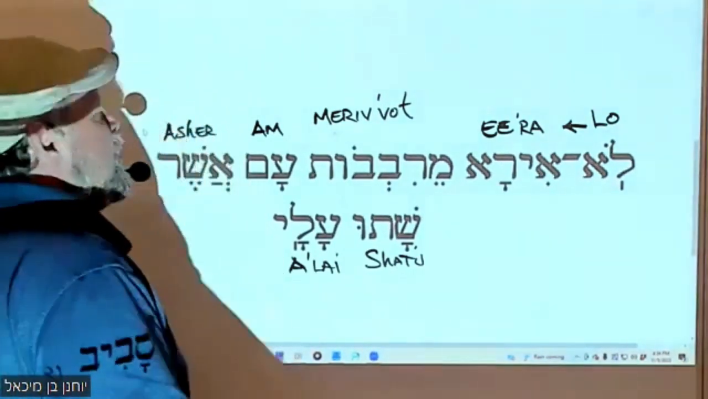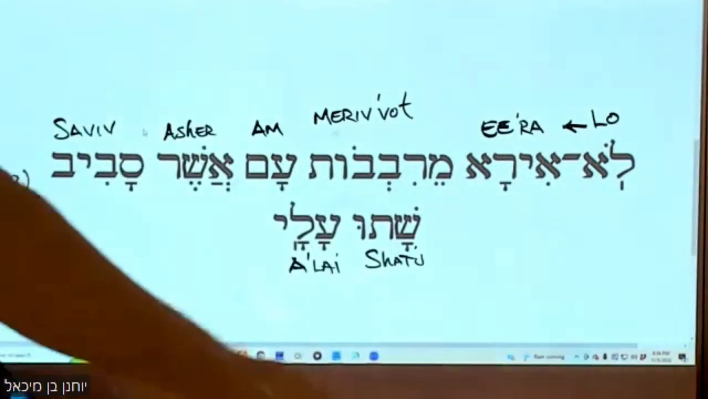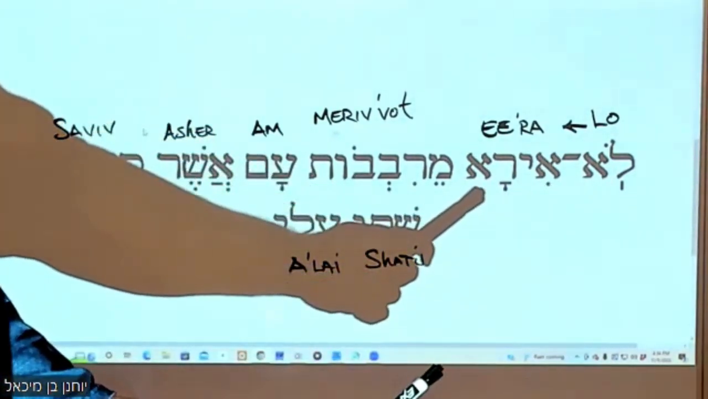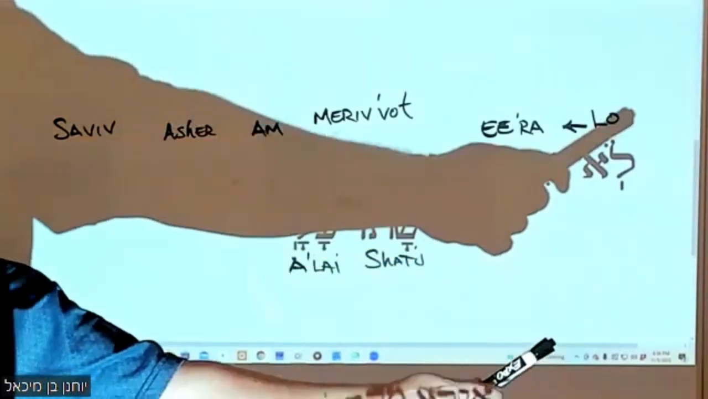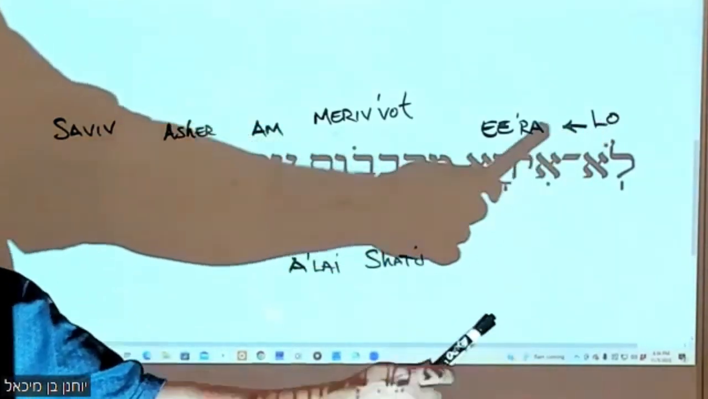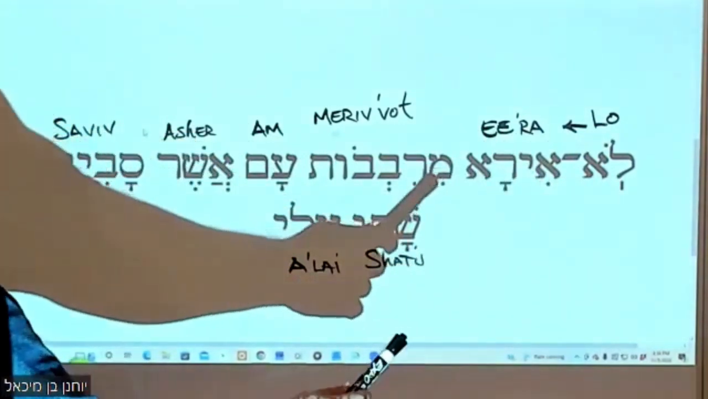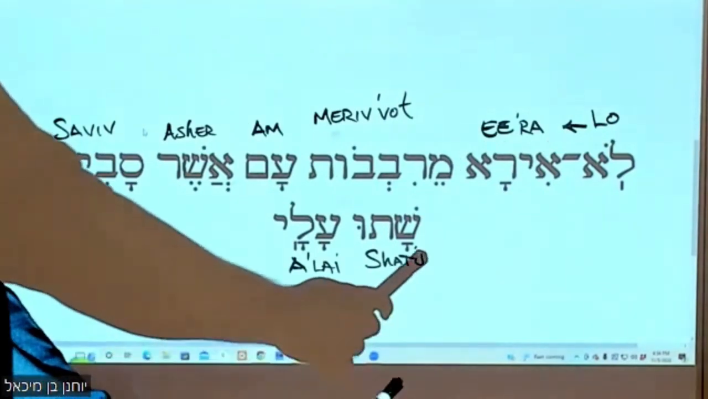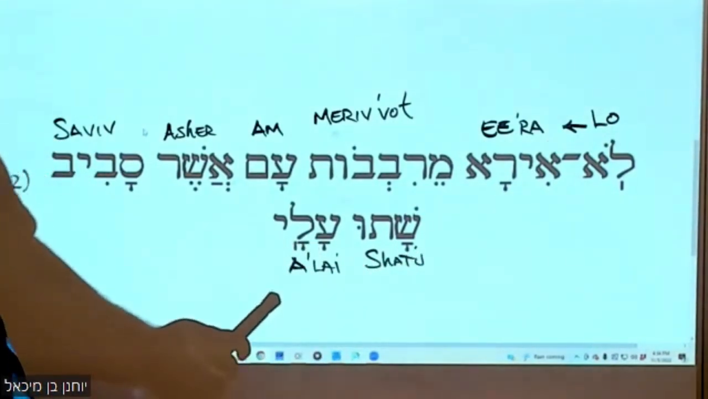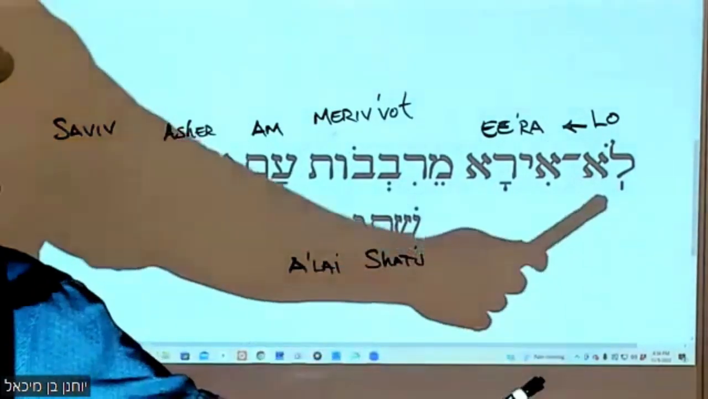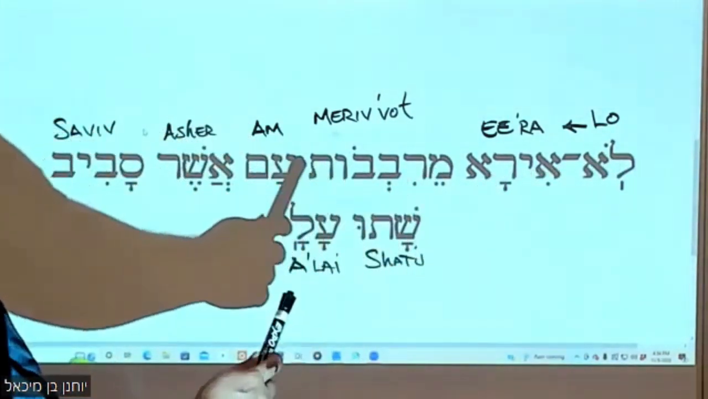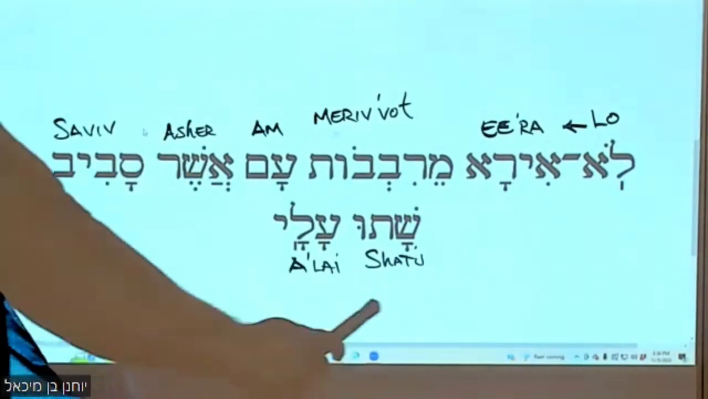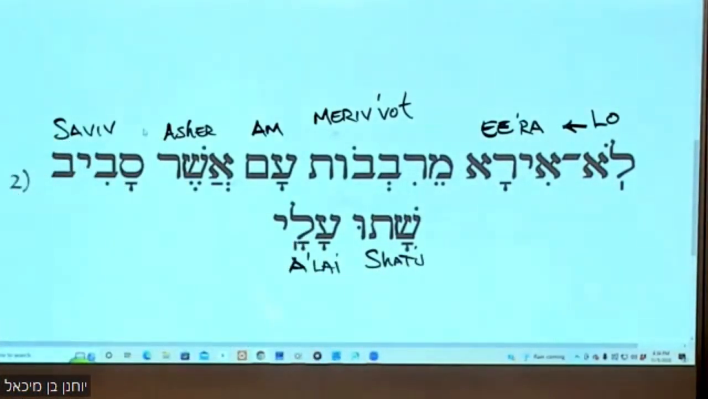All right, so we've transliterated our sentence, so let's read it together. We have lo ira. So remember, we've got this, I mean, not mateg, we've got this makef. So we're going to just run those together. So lo ira merivot am asher saviv shatu alai. You guys are going to like this one. So let's do it again. Lo ira merivot am asher saviv shatu alai. All right? So lo, we know that means no or not, right?